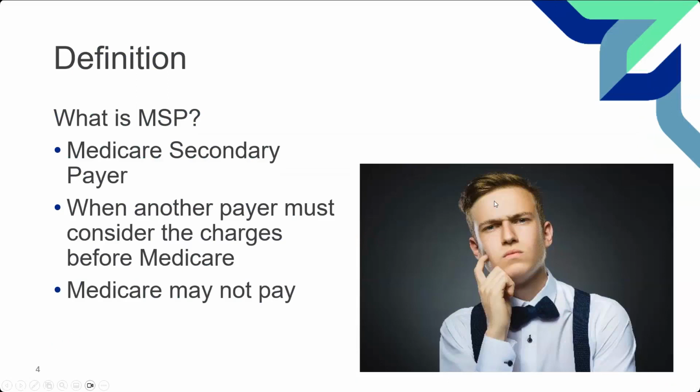Medicare Secondary Payer, or MSP, is what Medicare refers to when there is someone that must consider the charges before us. Medicare may not pay the charges, even if there is a primary payer that paid before us or did not pay. It means we'll consider the charges, but only after you've billed a primary or a different source, someone before us.